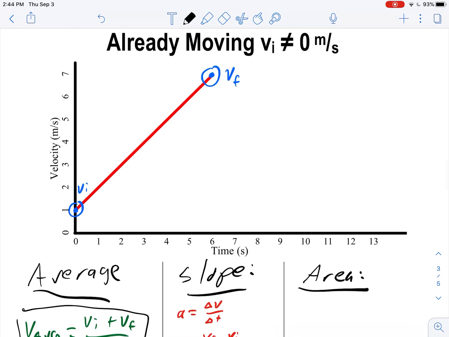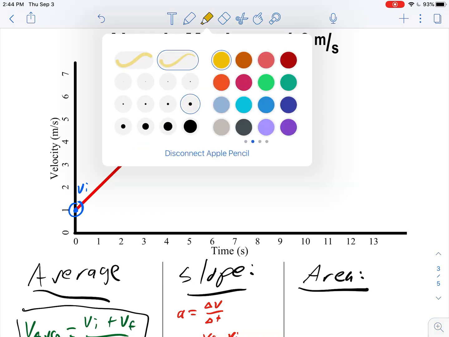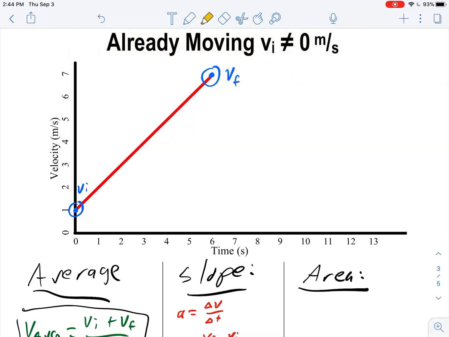Now if I look at this area under the graph, if I kind of draw it out, you can see it's a non-regular trapezoid. Rather than work with that, I'm going to break this up into two distinct pieces. I've got a triangle on the top.